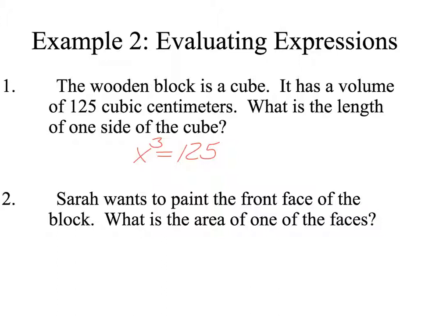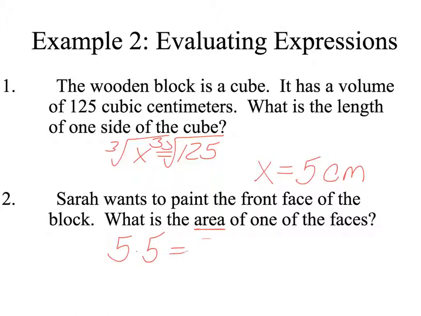To undo cubing something, we're going to cube root. So we're going to cube root each side. And the cube root of 125, we should know off the top of our head, is 5 centimeters. Now we want to paint the front face of the block. Okay, just the one little square on the front, not all of it. So now we're finding area. Well, if one side is 5, area is length times width. So 5 times 5 should give us 25. And it's going to be centimeters squared because we're doing area, and area gets square units.